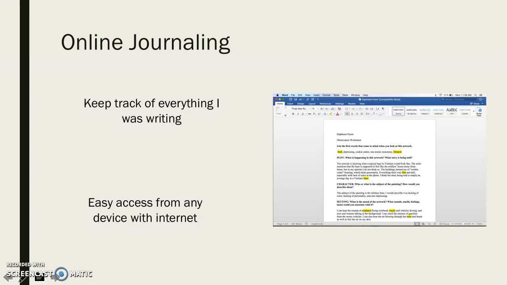Also, journaling on my laptop in Word or Notes is also not the best option because when laptops crash, everything is lost. With online journaling, however, everything is saved online so you never have to worry about losing it and can access it from any computer, phone, or tablet with access to the internet.